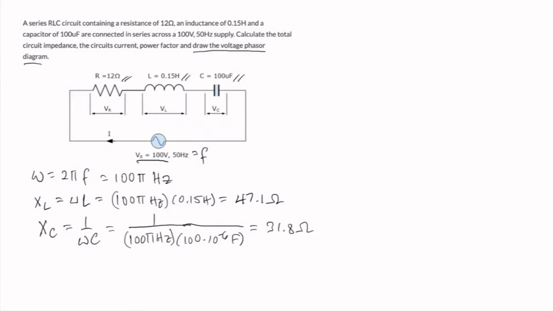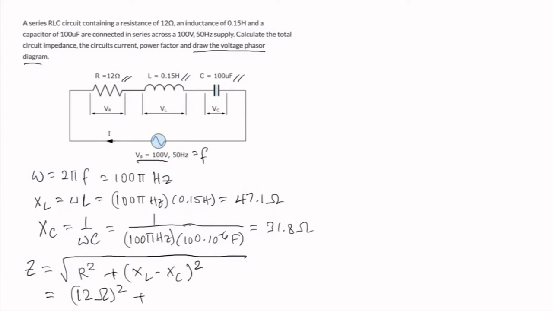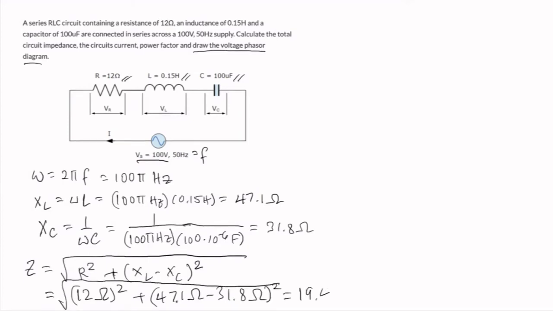Now the impedance is given by Z equal to the square root of R squared plus (XL minus XC) quantity squared. Plugging in the known values, we get (12 ohm) squared plus (47.1 ohm minus 31.8 ohm) quantity squared, and taking the square root of that, we get for the impedance the value of 19.4 ohms.